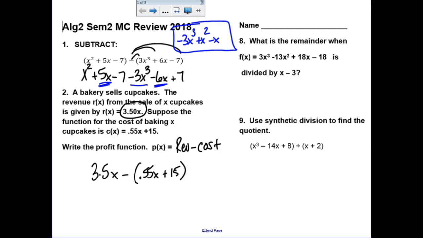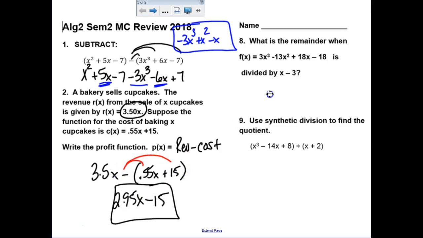But we just learned in the last question we have to remember to subtract all the way through the second polynomial. So 3.5x minus 0.55x is 2.95x, and then this becomes a subtract 15. Most common mistake is the child who does not distribute the negative to the 15, and then they put a plus 15, and I guarantee that'll be an answer choice.